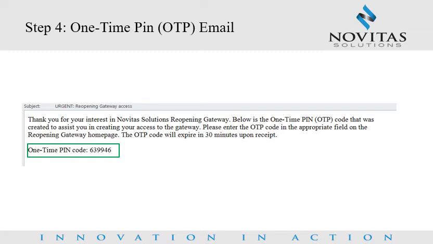Step 4. One-time PIN OTP email. You will receive your one-time PIN via email. The email will look like the one currently on your screen. The OTP code will expire 30 minutes after receipt if not used promptly.